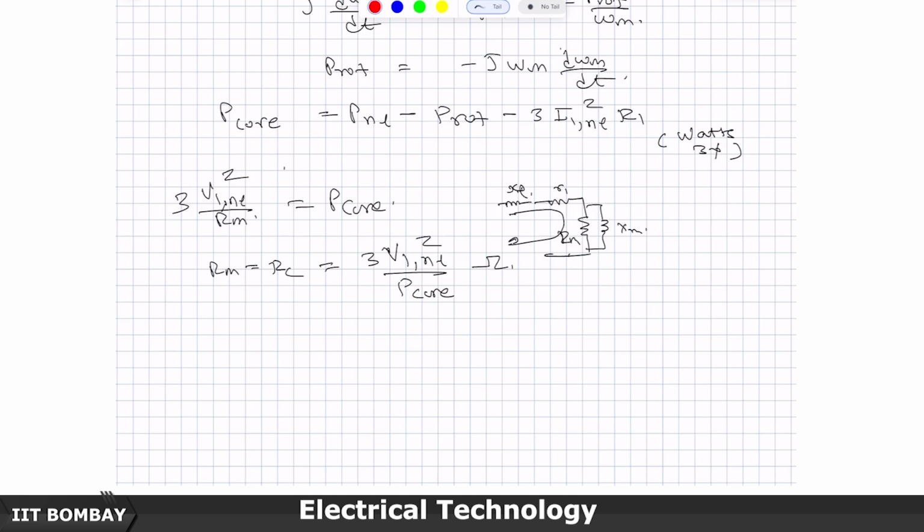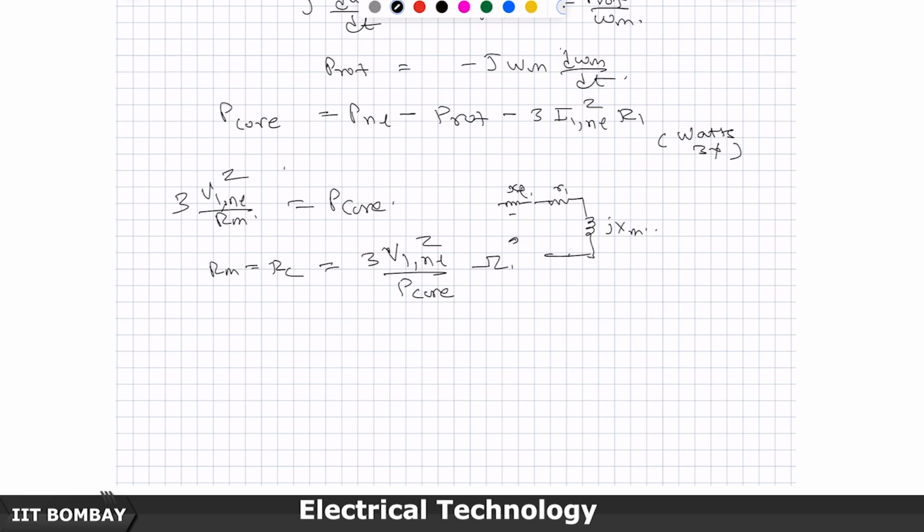Now, from here onwards, I am going to assume that we know Rm is directly taken care of in the friction and windage losses, and this is just jXm. So, this is just the magnetizing impedance. All the calculations become simplified.